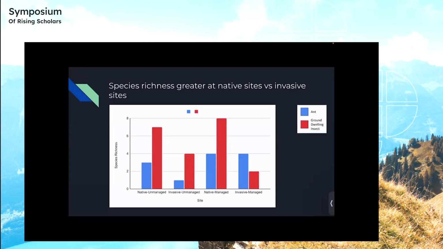It is important to note, it's sort of an oddity. In the species richness, the ant native and managed and ant invasive and managed species richness was the same, but ultimately this was a pilot study and we have limited data. So in the future, I would like to get more data to test out if this was an oddity or not, which I believe it to be because it doesn't match with the rest of our data.